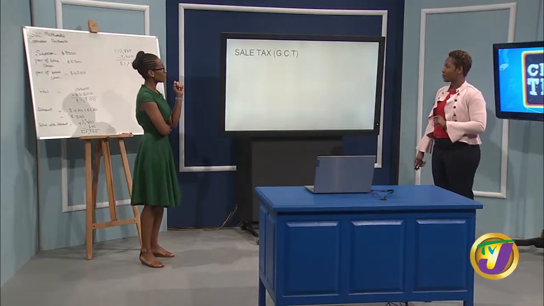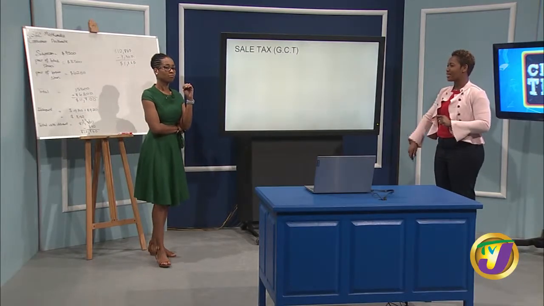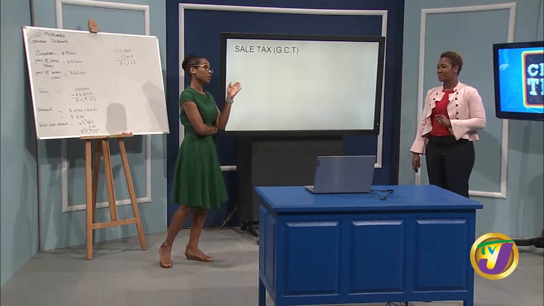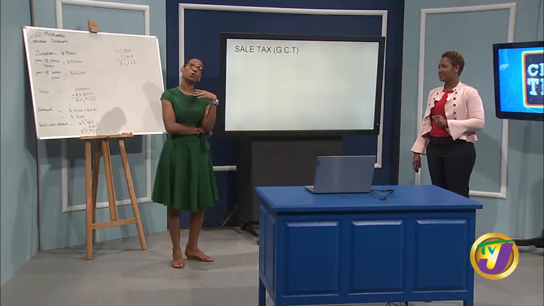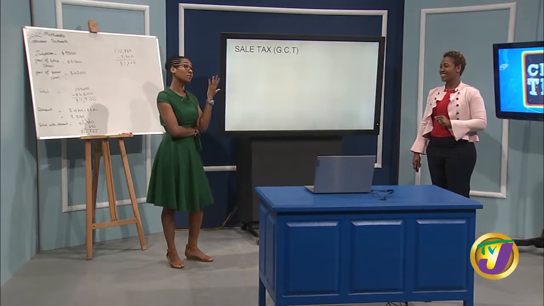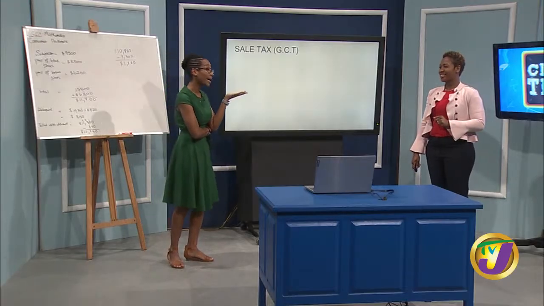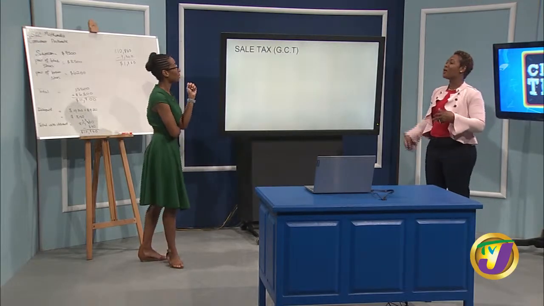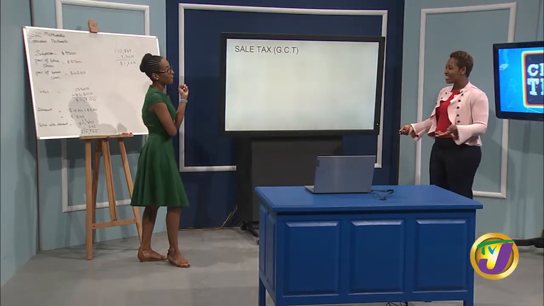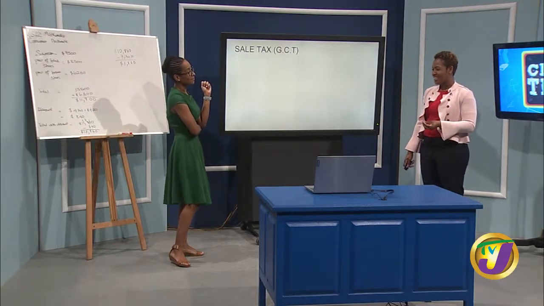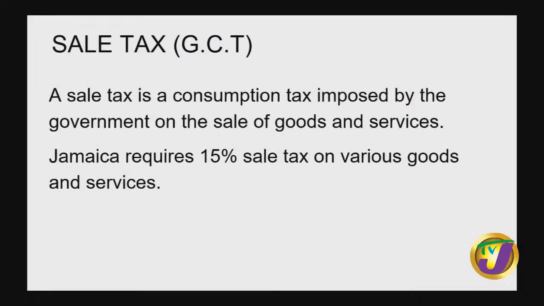All right. So, sales tax. What is sales tax? Everything is taxed: tax on gas, tax on clothes, tax on food. When we purchase goods and services, a tax is applied to some things. Not everything attracts tax, but let's look at it in a more formal way. A sales tax is a consumption tax imposed by the government on the sales of goods and services. Jamaica requires 15% sales tax on various goods and services.